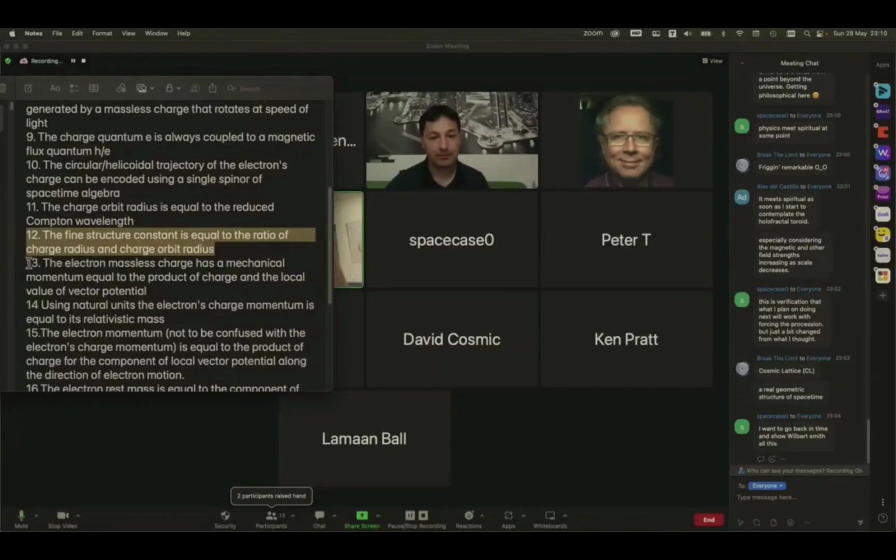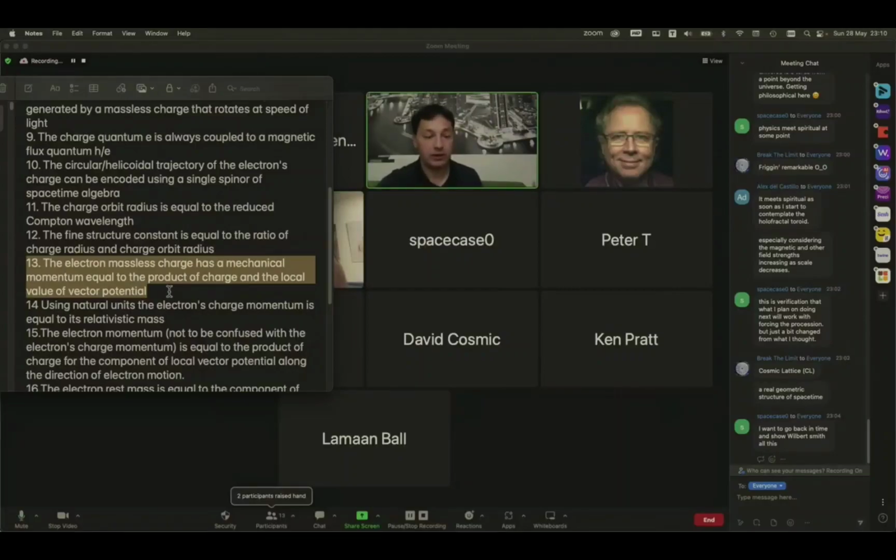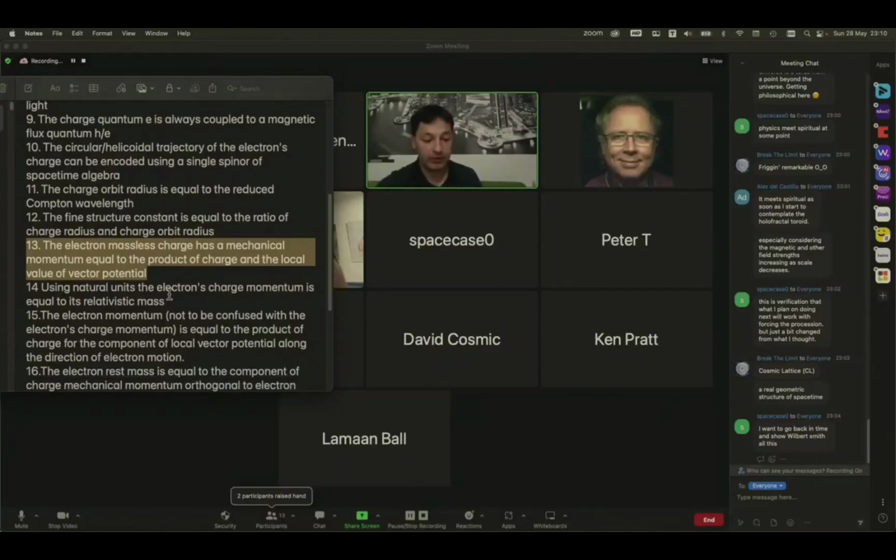Okay, right. 13. The electron massless charge has a mechanical momentum equal to the product of charge and the local value of the vector potential. Yes. So that comes from the electromagnetic theory that when you apply Maxwell's equations, you can see that the vector potential and this internal Zitterbewegung momentum are strictly related.